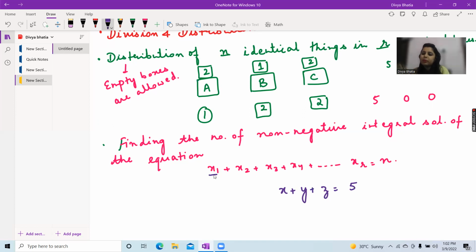And xr is the number of things that I'm putting in the rth box. That means the last box. So collectively, the number of items should be equal to n, correct? Because I have to put n items.